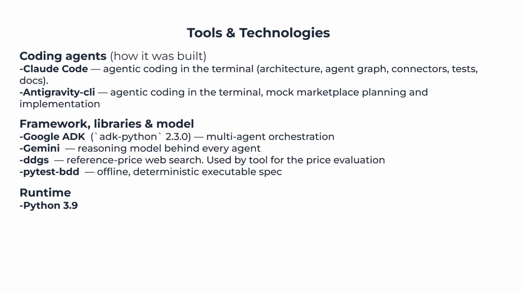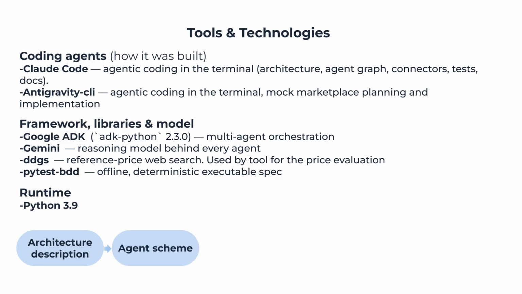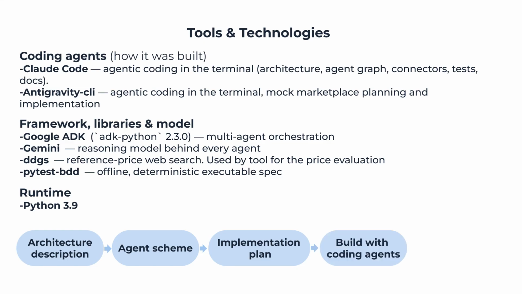The development started not with code, but with writing a clear architecture description of the whole photo-to-listing flow. From that we designed the multi-agent pipeline. Next we turned the architecture description into a concrete implementation plan, mapping each piece onto concrete tasks and specifying our tech stack. We then had the plan implemented by Claude Code and Anti-Gravity CLI, building the pipeline, the connectors, and the live publishing integration, right in the terminal.